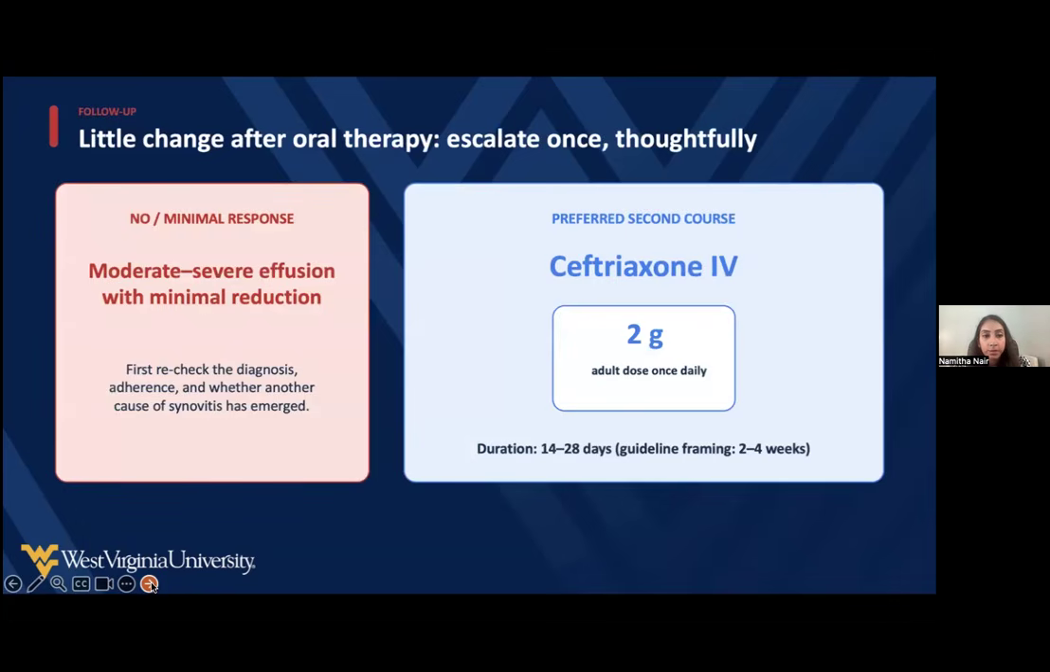So suppose the situation is that the patient completed the first course and has absolutely no response at all. They say, "I tried the antibiotics, I was very adherent to the regimen, did not miss any doses, but I'm still having moderate to severe effusion or significant pain." In that situation, you would consider going for an IV course as the second antibiotic choice. So ceftriaxone, you give 2 grams adult dosing once daily, and it is usually for 2 to 4 weeks that you are going to give that to them.